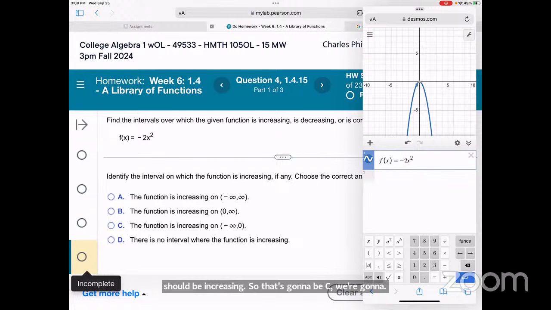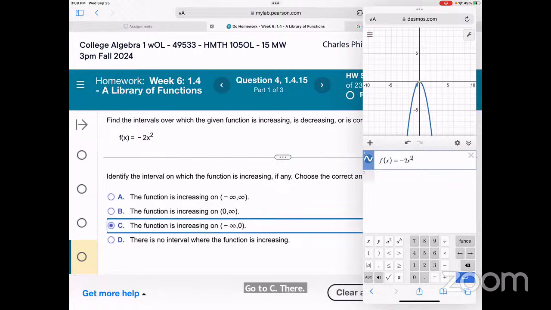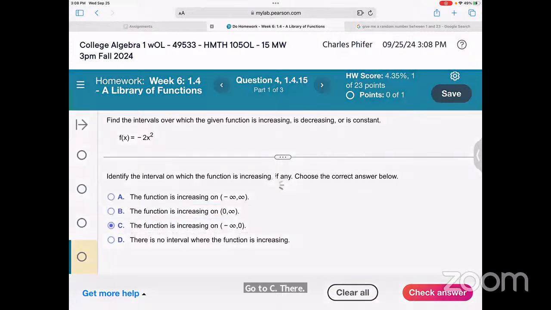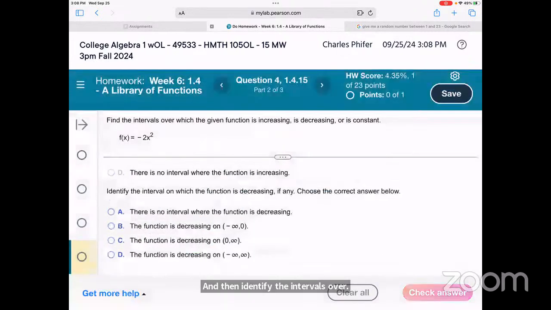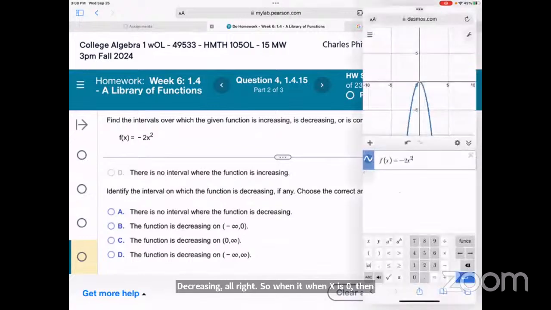And then identify the intervals over which it's decreasing. When x hits 0, that's like a turning point. Now it's decreasing from then on. So we're going to say the graph is decreasing as x goes from 0 to positive infinity.